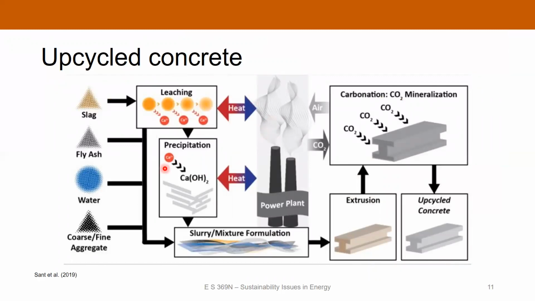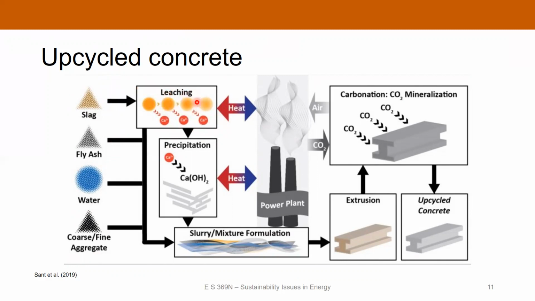This is a concrete manufacturing strategy that produces upcycled concrete and actually uses waste heat and CO2 from a power plant. So this is a pretty cool process if you can get this to work. You take your raw materials that you need to make concrete: your slag and your fly ash and water, which are used for making the cement paste. You leach calcium out of the slag, and those of you who know about concrete manufacturing know that this process can produce a fair amount of CO2 in itself.